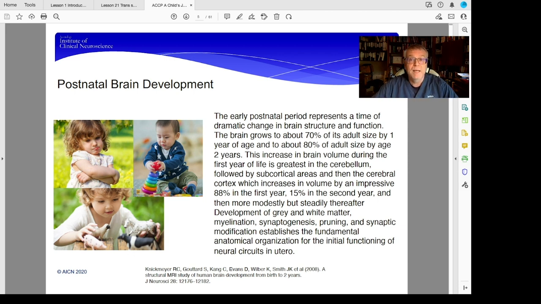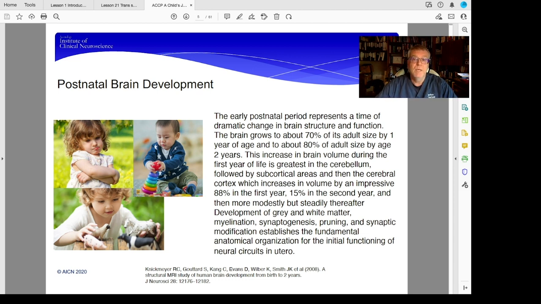Now, postnatally, so after we're born, we have an early postnatal period, and this represents a time of dramatic change in brain structure and function. The brain grows to about 70% of its adult size in the first year of life, and it's about 80% of the adult size by the time you're 2 years old. So there's a huge growth in brain size and brain productivity during the first 2 years.